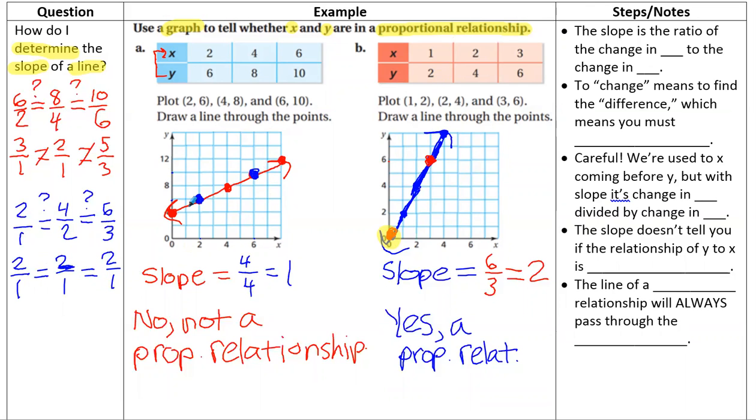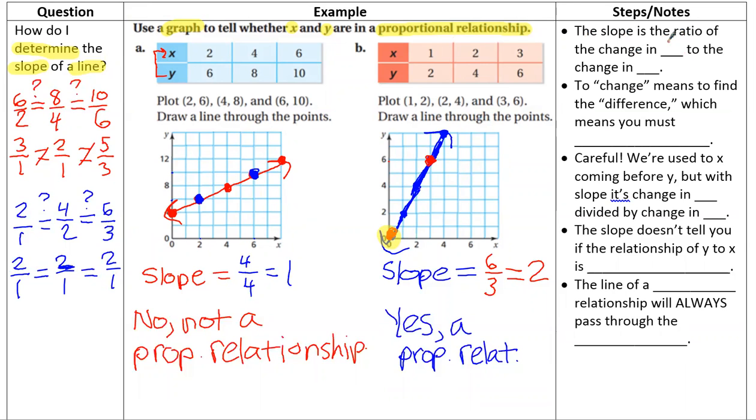Do you see how this line doesn't pass through the origin? Because it doesn't pass through the origin, it's not a proportional relationship. So that is the key. If it passes through the origin, it's proportional. That means y to x, all of those fractions will be equal, proportional.